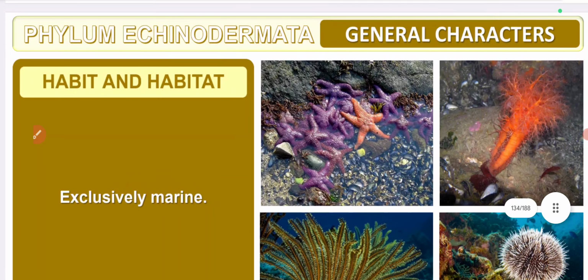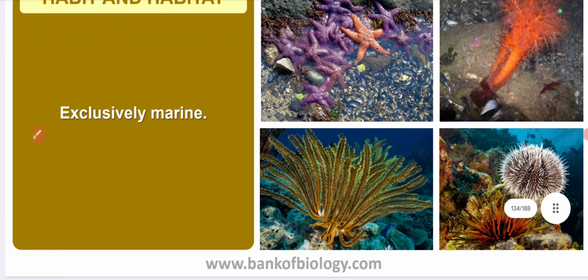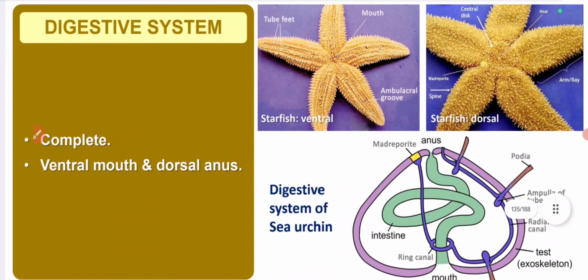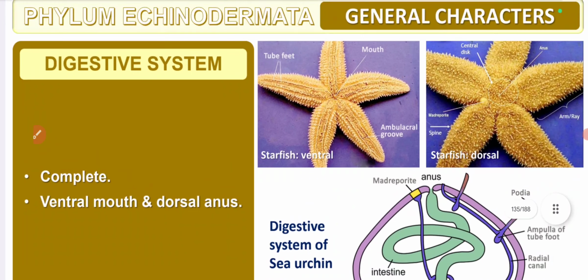Exclusively marine. It is the habitat of the phylum Echinodermata. They are exclusively marine, only found in marine aquatic systems. Digestion is complete, with ventral mouth and dorsal anus. As you can see in the diagram, the mouth is present on the ventral side in the starfish, and on the dorsal side the anus is present.